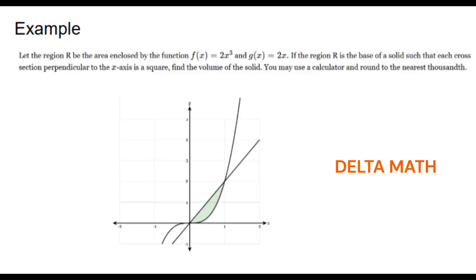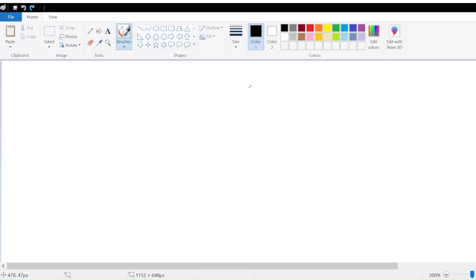Alright, so for our first example, we're going to have a cross-section that's perpendicular to our x-axis, which is a square. So we're going to first identify our top function, which is going to be 2x, and our bottom function, which is going to be 2x cubed. We also know that our intersection points for our bounds are going to be at 0 and 1. So our bottom bound is going to be 0, and our top bound is going to be 1, as that is where the functions intersect.